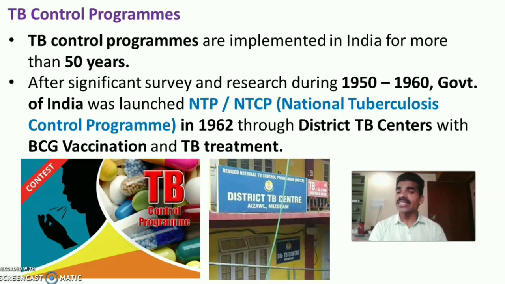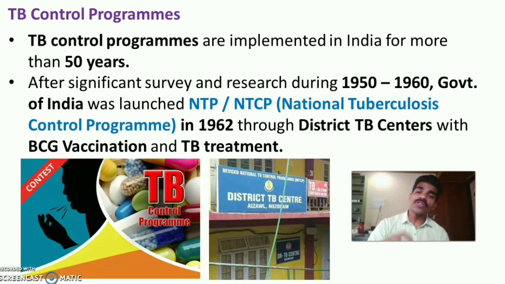That means after the significant survey conducted by the government of India and various research during the 1950s and 1960s, the government of India launched a National Tuberculosis Control Program, NTCP, in 1962. So the government of India started the first national TB control program in 1962 through district TB centers with BCG vaccination and TB treatment, that is, short course TB treatment.